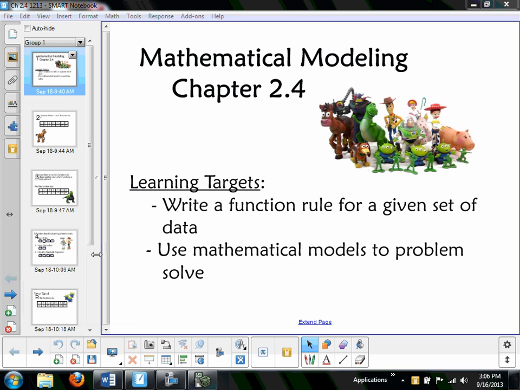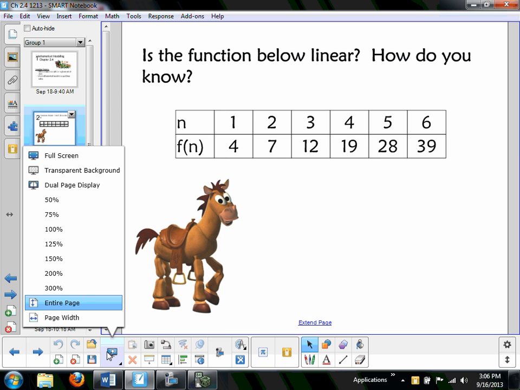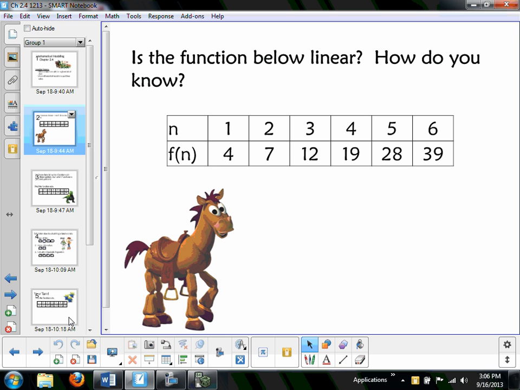So our target is to write a quadratic function. So first of all, we need to figure out how will I know if it's quadratic versus linear. So here I have a set of data, just plain data. Let's not worry about what it's representing. I need to know, is this linear? Is it quadratic? What do I do?